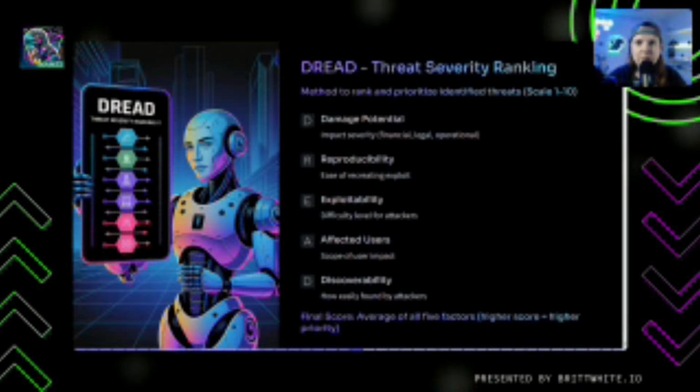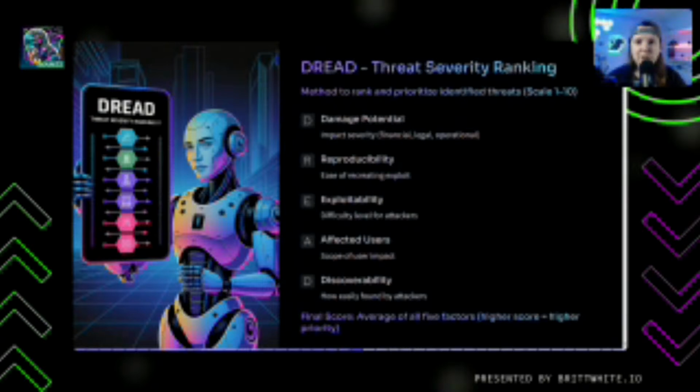D is for damage potential. This is the severity of damage if the threat is exploited, using a scale from 1 to 10, where 1 is minimal and 10 is catastrophic. Consider the financial, reputational, legal, operational, and safety impacts here.